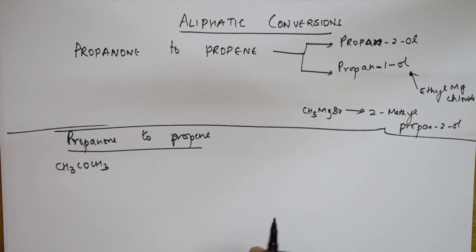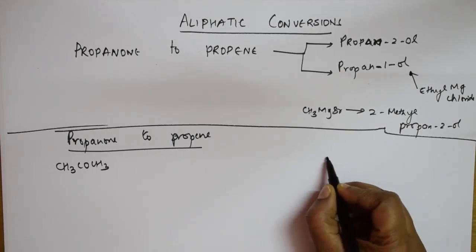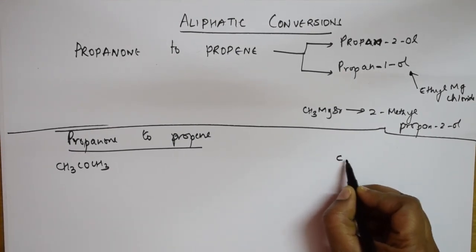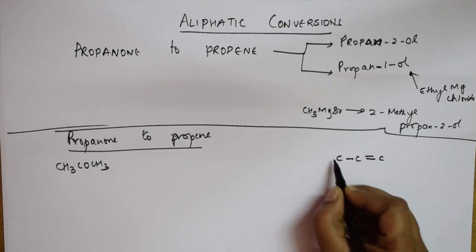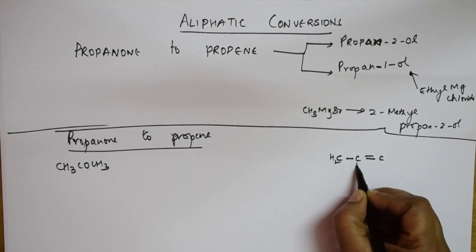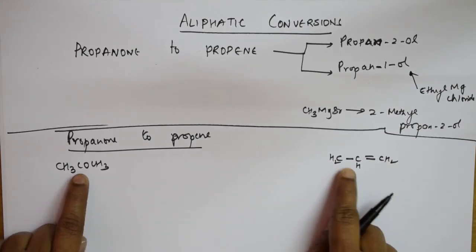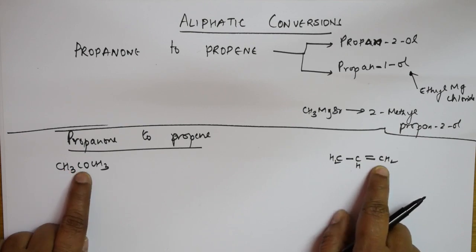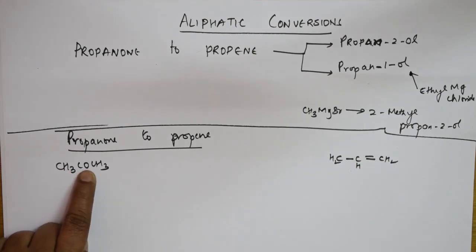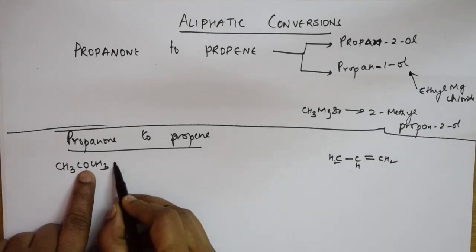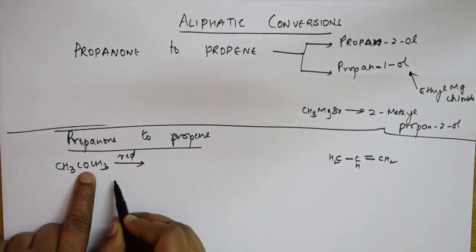So let us write it a bit easy, only concentrate. Propene is a 3 carbon chain, 1, 2, 3, with a double bond: CH3-CH=CH2. This is propene. Done. Now the first important thing: this is propanone, and already 3 carbons are there. What is my task? I need to take out this oxygen. So removal of oxygen is basically reduction.